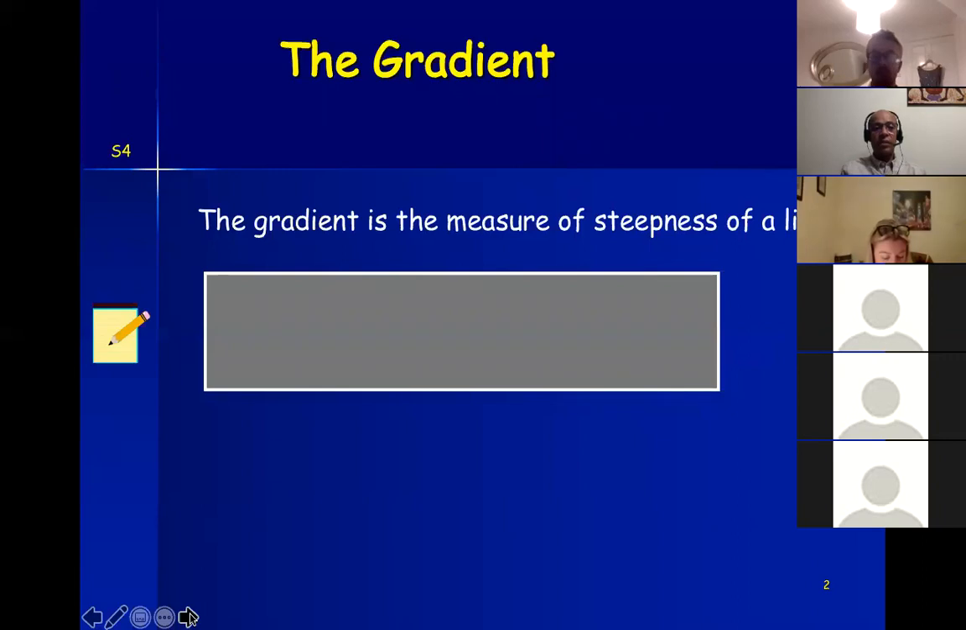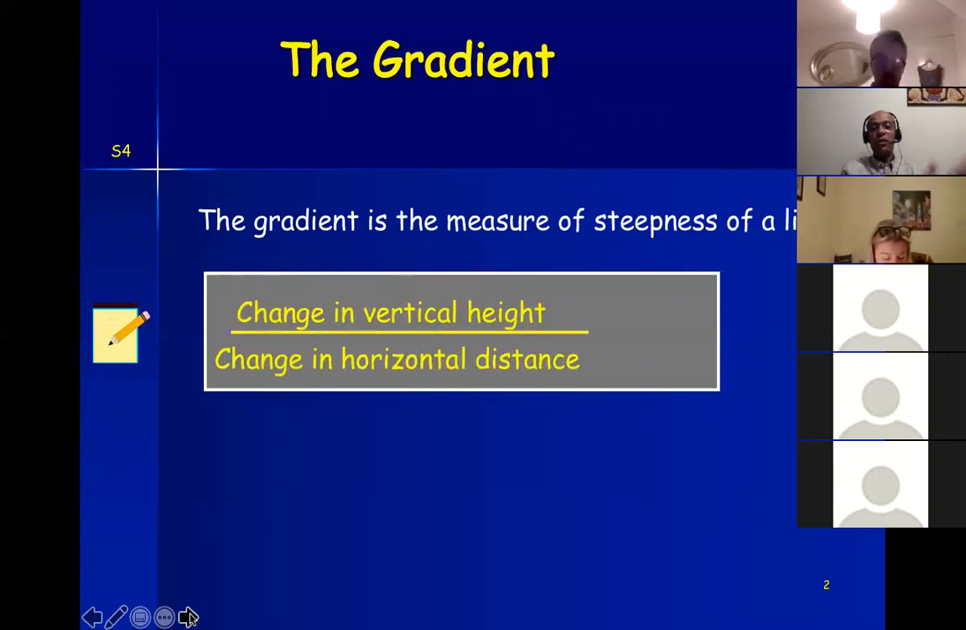So basically gradient, that's the measure of steepness of a line. It's a change in vertical height divided by the change in horizontal distance. And sometimes you see it written as V for vertical divided by H for horizontal. Okay, so that's how they define the gradient. As you can see, it's a ratio. The height is going to be in meter. The distance is going to be in meter. So what's M divided by M? M.